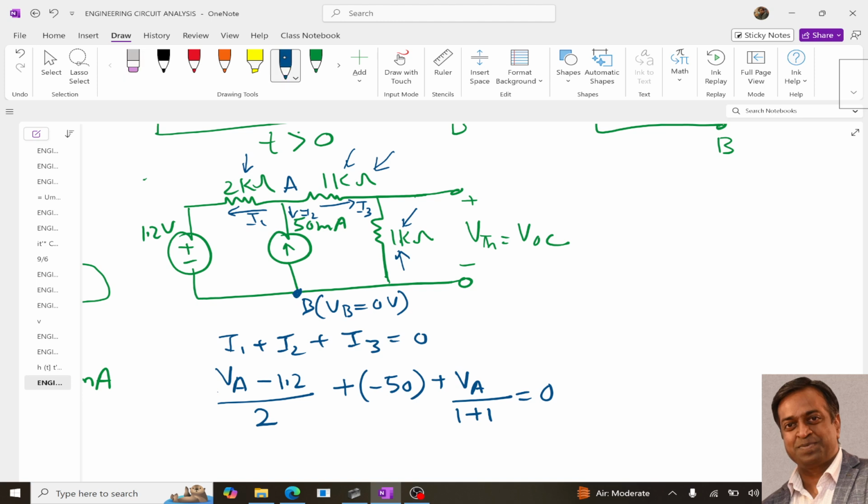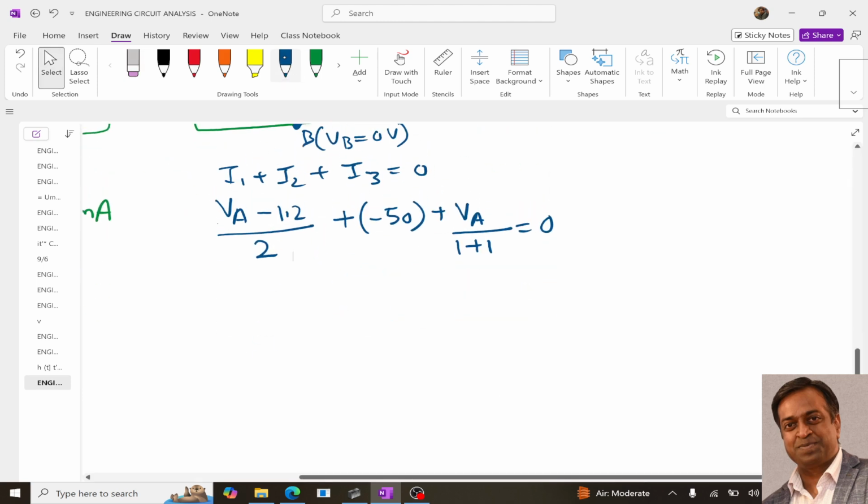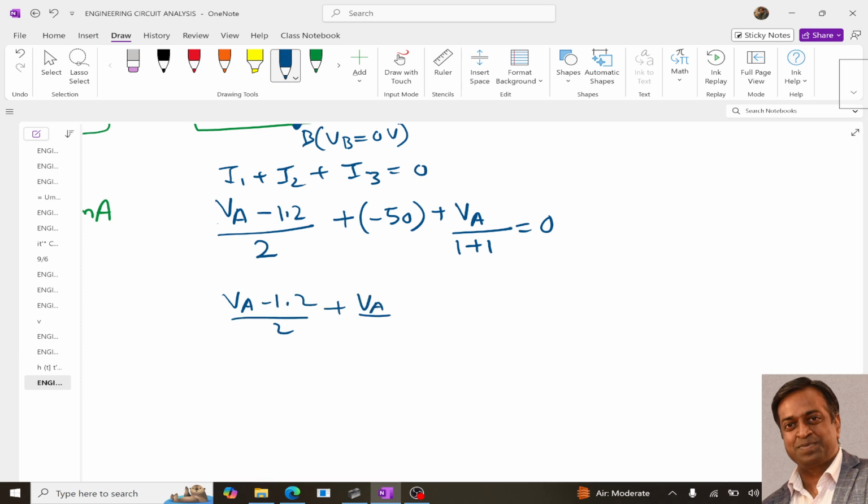Now solving this, we get (VA minus 1.2) upon 2 plus VA upon 2 equals 50. So VA minus 1.2 plus VA equals 100. So 2VA is equal to 101.2, and VA is equal to 50.6.